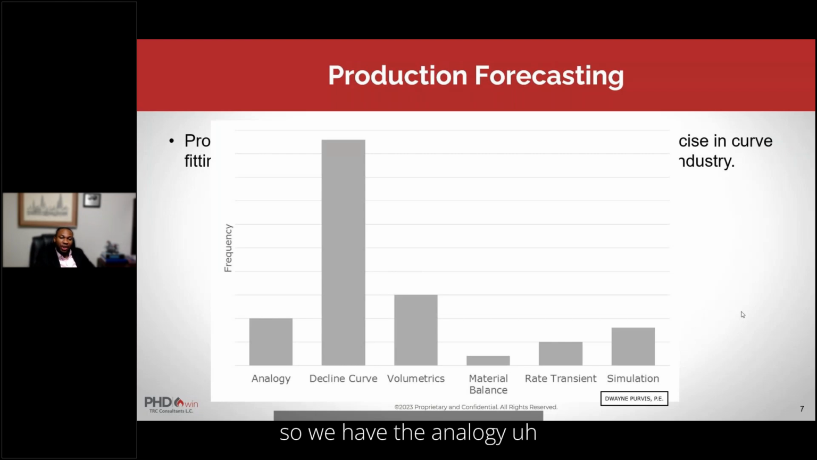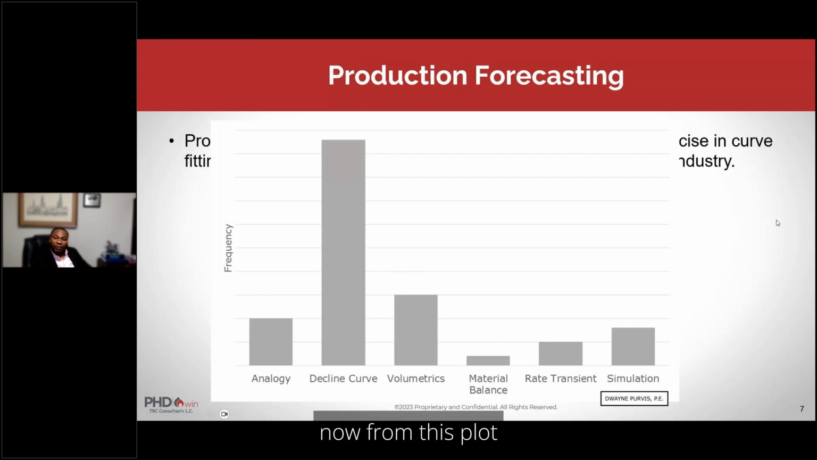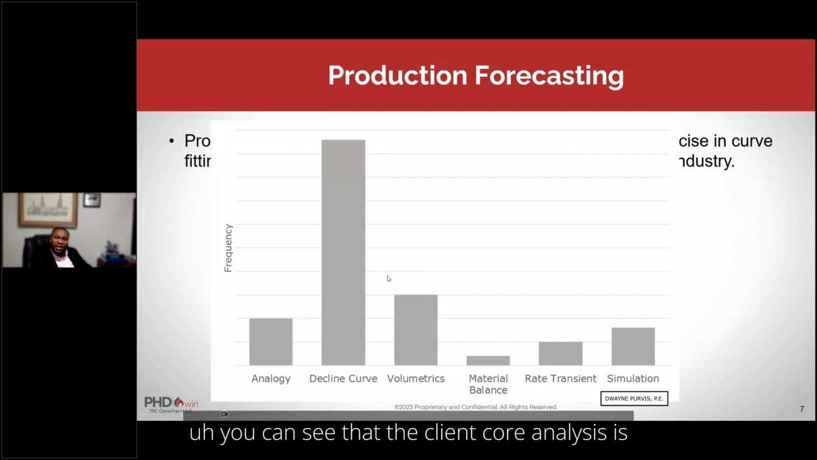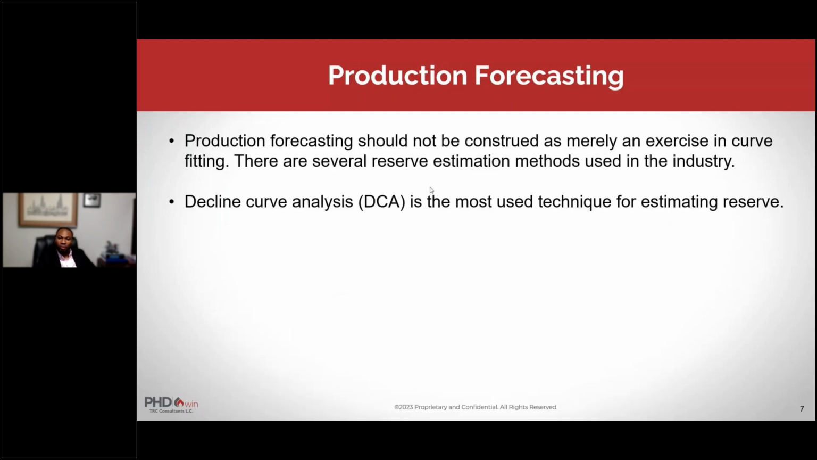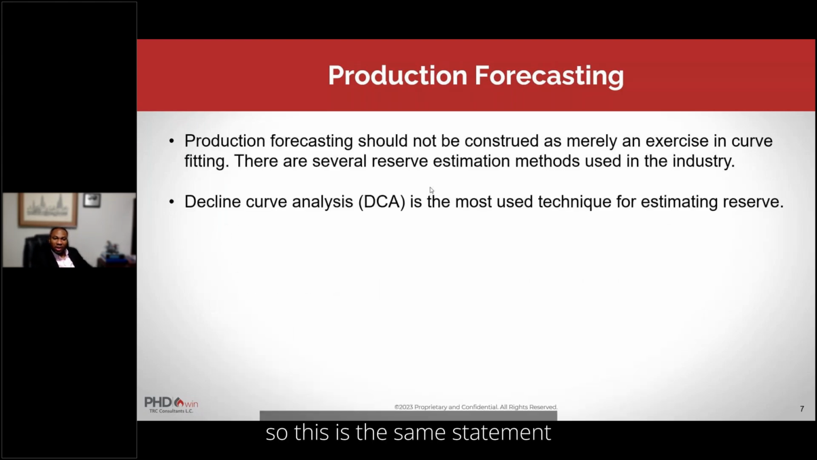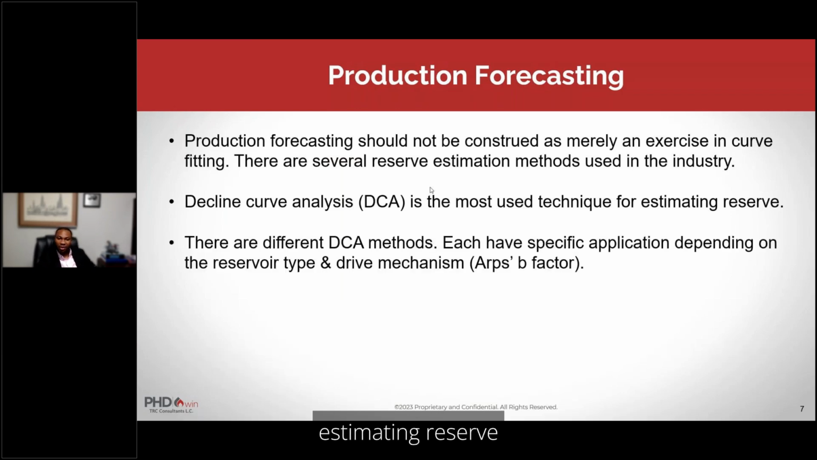So we have the analogy, we have decline curve analysis. The engineer can also select volumetrics, material balance, rate transient analysis, or reservoir simulation. Now, from this plot, which I got from Dwayne's presentation, you can see that decline curve analysis is the most frequently used method for production forecasting. So this is the same statement: decline curve analysis is the most used technique for estimating reserve.